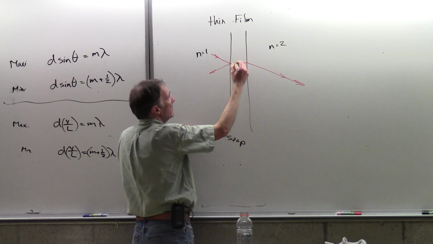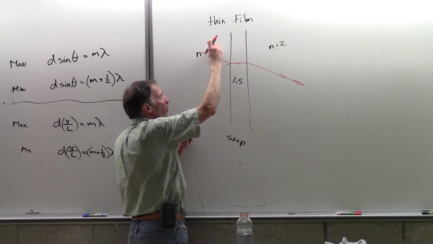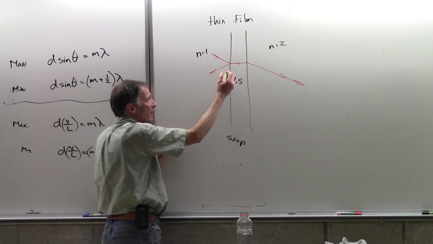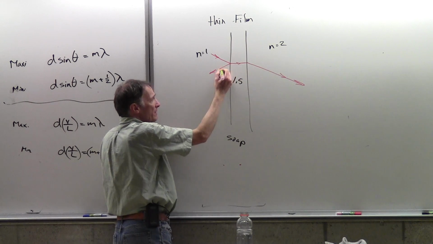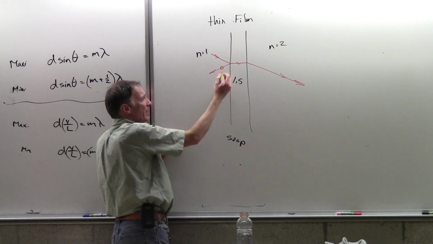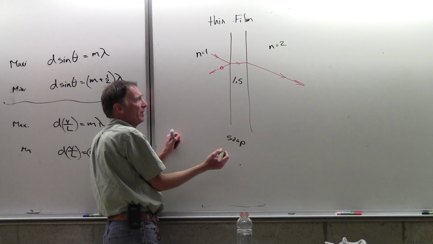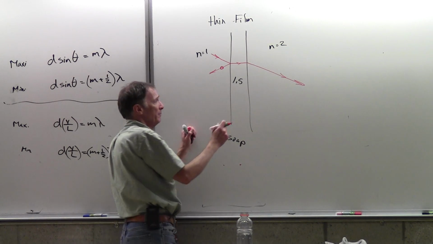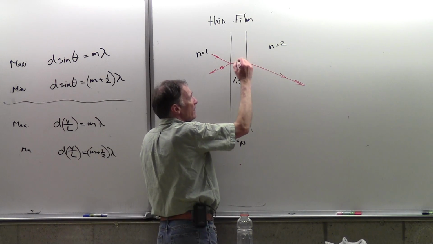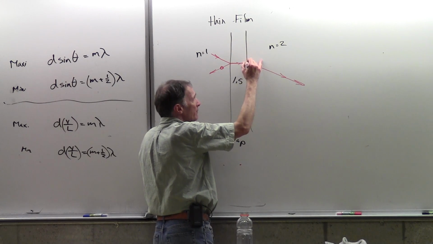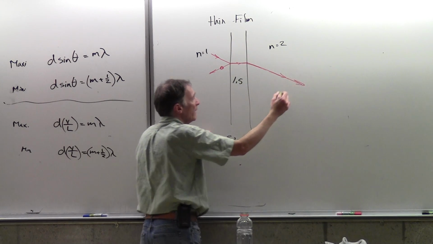And this reflected light, as it goes from a low index to a high index, when it hits this surface, there's going to be a change in phase. I'm going to put a little circle around that change in phase. So it gets flipped over, and it's transmitted always in phase, and always transmitted in phase here.